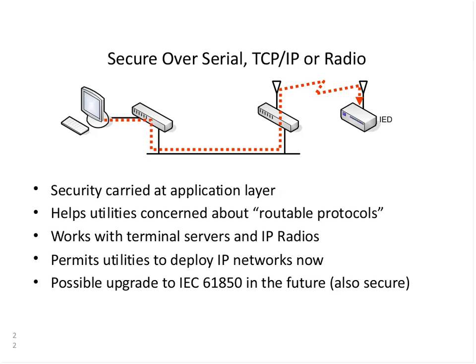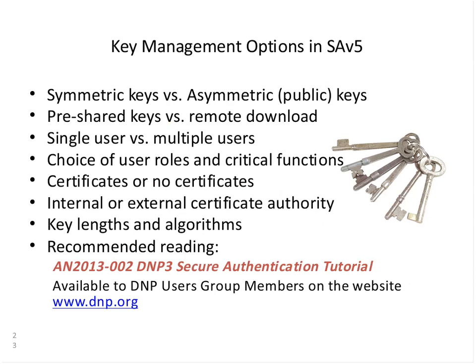So here is an example of how two systems across a wide area network could be communicating with this. And you could have a variety of key management options. You could have certificates or no certificates. And I would highly recommend that you visit the DNP user group site, dnp.org, and get more information on this.